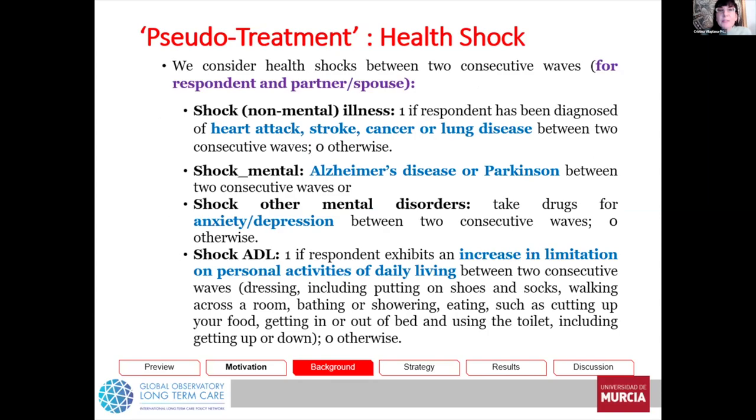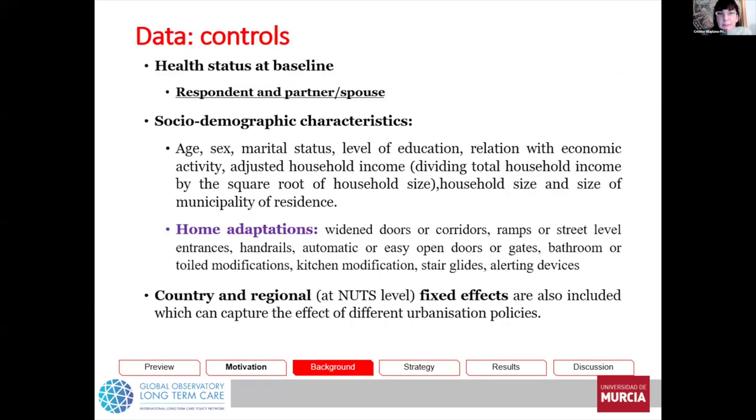With respect to health shocks, for both the respondent and, in case of having a partner or a spouse, we also have merged information to combine these new variables. We define a shock corresponding to non-mental illness that denotes suffering a heart attack, stroke, cancer, or lung disease; mental degenerative illness, Alzheimer's disease, and Parkinson. We have separated these from other mental disorders. That is not saying that I'm depressed. It's saying that you are taking drugs for anxiety or depression. And also, if the individual has suffered an increase in limitation for personal activities of daily living.